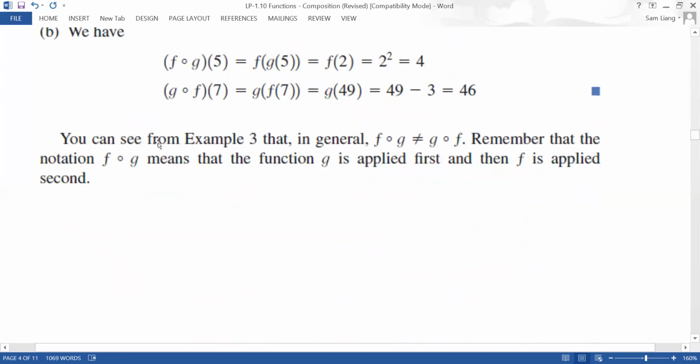Let me read this. You can see from example 3 that in general, blah, blah, blah. Remember that the notation, okay, yeah, this is just saying that you need to pay attention to the order.